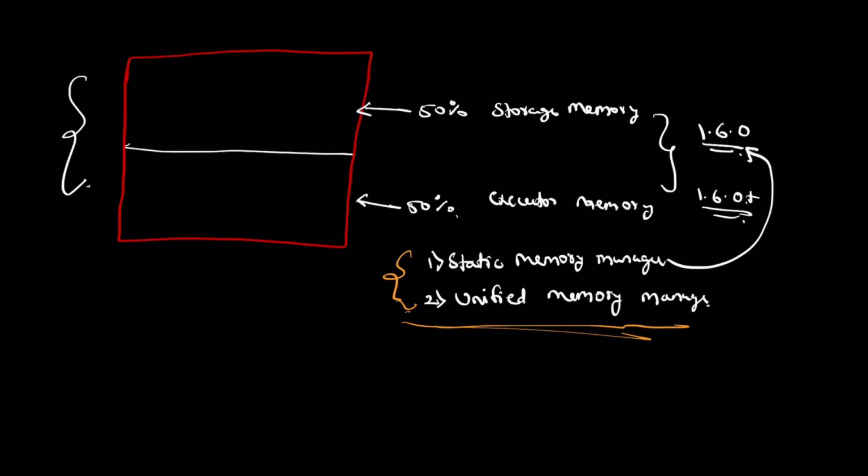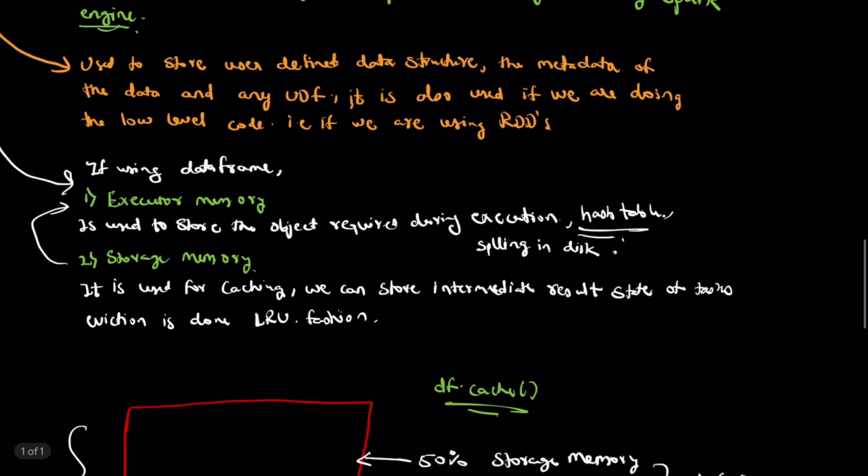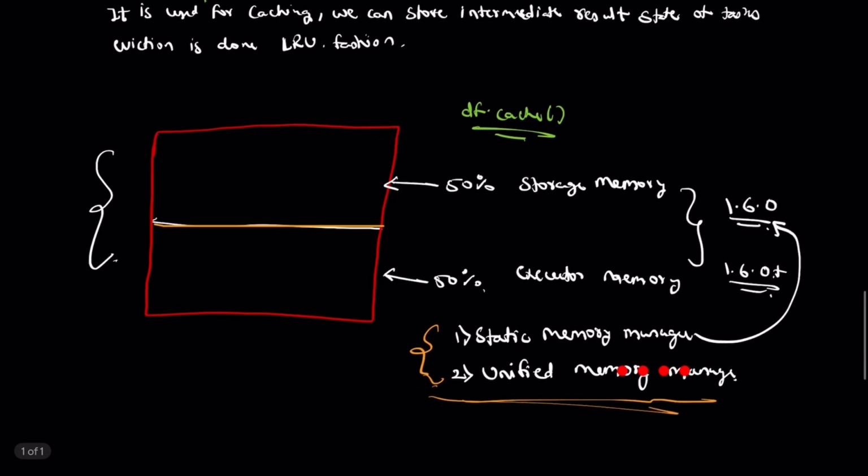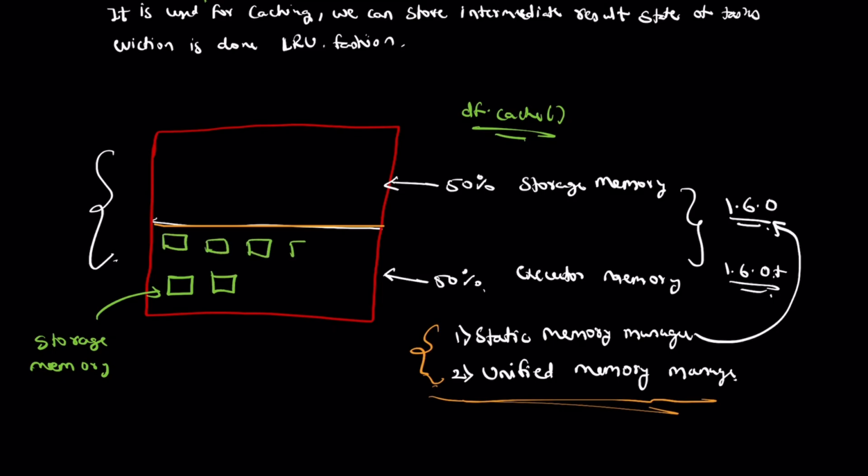Now let's understand how unified memory manager works. Static basically means we have a fixed boundary within the Spark memory, and unified means it will keep on changing as per the needs. So let's say we have done a cache. We have executed df.cache. We have seen that the cache is stored within the storage memory. So let's say this is the storage memory. It will start creating the partitions within the storage memory to store the cache.